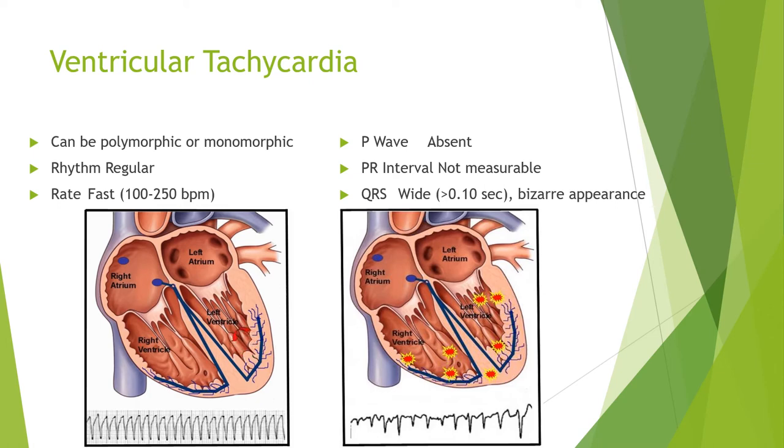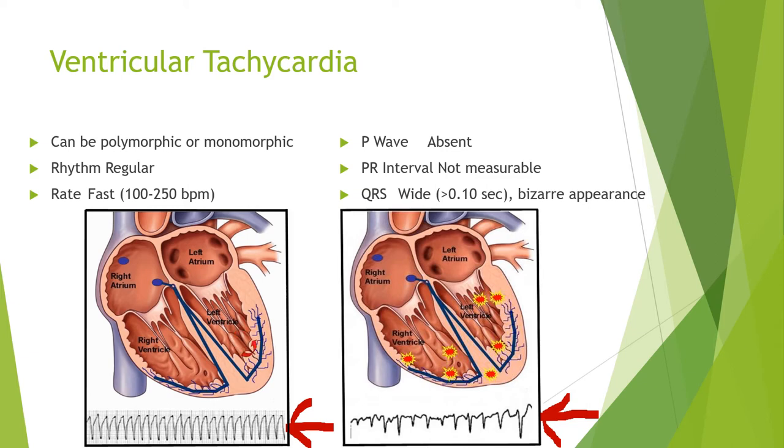You see on the left how it's coming from one area of the ventricle. It's just beating over and over and over. You also see that it is monomorphic in shape. It's coming from one area, so it's got one look. The one on the right is coming from different areas of the ventricle. You can see where it's fire, fire, fire, all different places in the right ventricle as well as the left ventricle. So you're getting different shapes of your QRS.